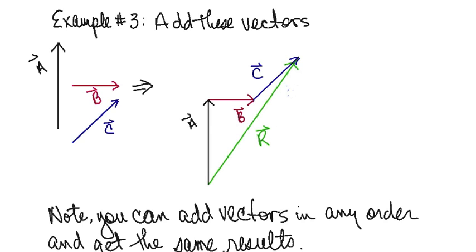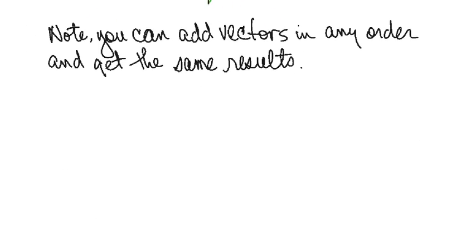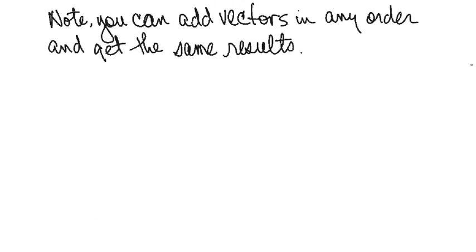Okay, note, you can add vectors in any order and get the same results. For example, if you add 1 plus 2 plus 3, you get 6. You can add 3 plus 2 plus 1 and still get 6. The same thing applies to vectors. You can add them in any order.